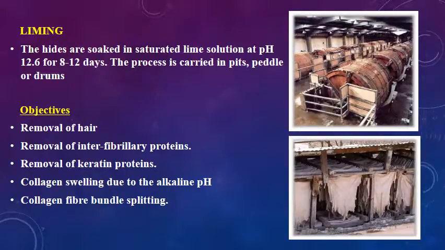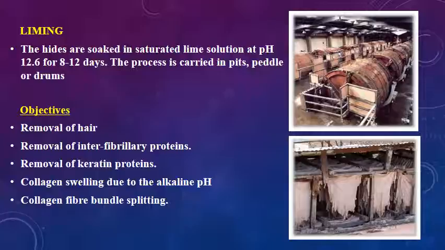Now the next step is liming. This is a very important step mainly for removing the hair and also for desirable changes in the hide for actual tanning. The hides are soaked in saturated lime solution at a high pH, around 12.6, for 8 to 12 days. The process is carried out in pits, paddles or drums. In a large modern factory, drums are used for all the different steps, for soaking, for washing, and in every step it is kept rotating slowly, and when it is done it is drained out, and again new water or new chemical or new lime solution is used as per the steps.